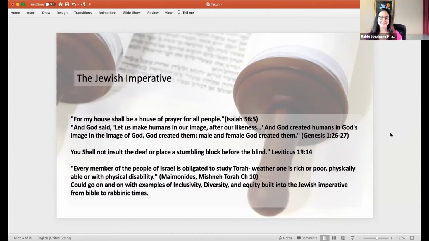And then another text, "Every member of the people of Israel is obligated to study Torah, whether one is rich or poor, physically able or physically disabled." And this comes from Maimonides, but what a lesson to all of us, that if everyone is obligated, no matter their means or their walks of life, and if we can take this lesson, broaden it, bring it out into the 21st century, and really infuse it in every bit of what we do, we would have a different world. And so that's what it's all about.